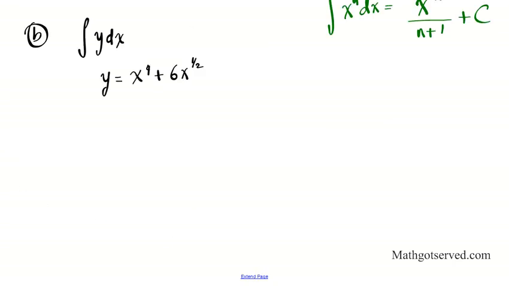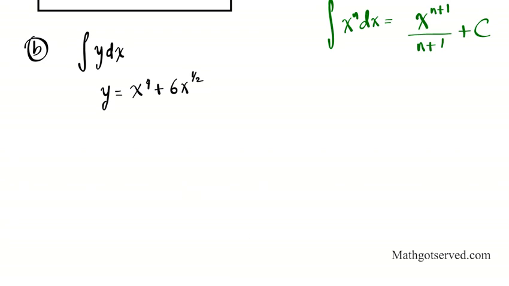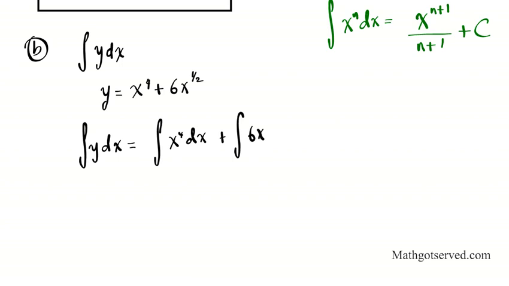Let's go ahead and find what the integral of y is. The integral of y dx is the integral of x to the 4th dx plus the integral of 6x to the 1/2 dx. Now let's apply the power rule for integration. For the first term, x to the 4th is going to become x to the 4 plus 1. Remember, you just add 1 to the power, divided by what you get when you add 1 to the power.